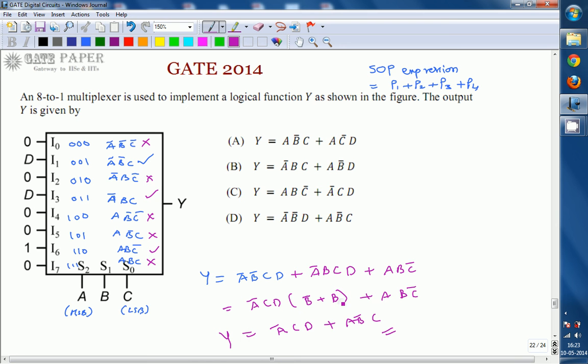So the right option for this one is C: A B C bar plus A bar C D. The right option is C. Thank you.